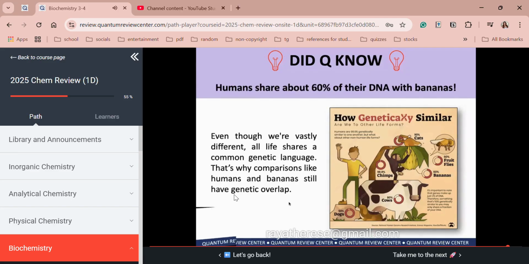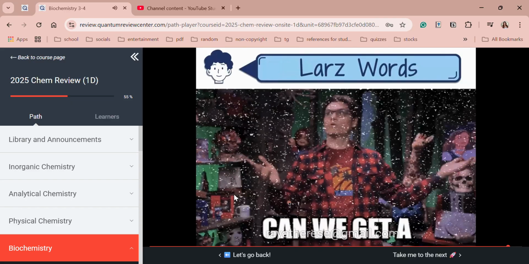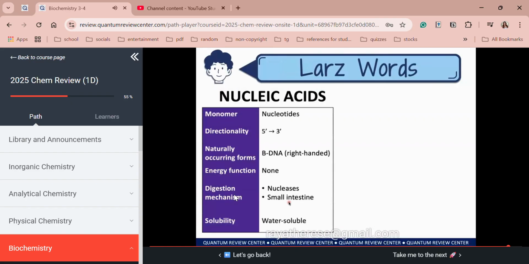Okay, so class, that's it for our discussion of nucleic acids. And with that, I will have my final last words to conclude our discussion. So this is the summary of your nucleic acid. Monomer, nucleotides, check. Directionality, again class, I will emphasize, this is the directionality 5' because of the free phosphate group at the 5' position, and then the 3' position has a free hydroxyl group.